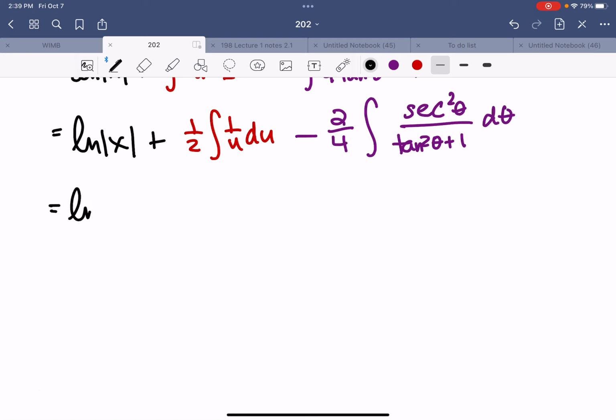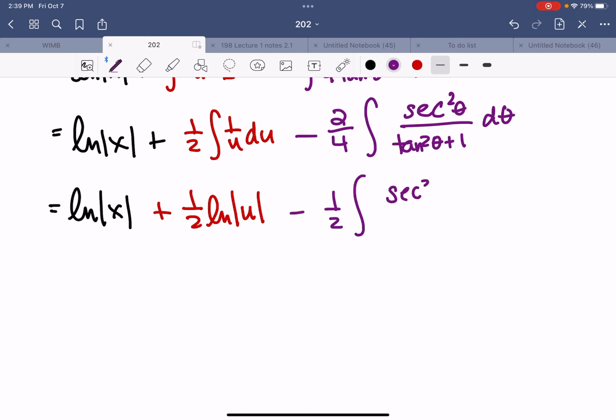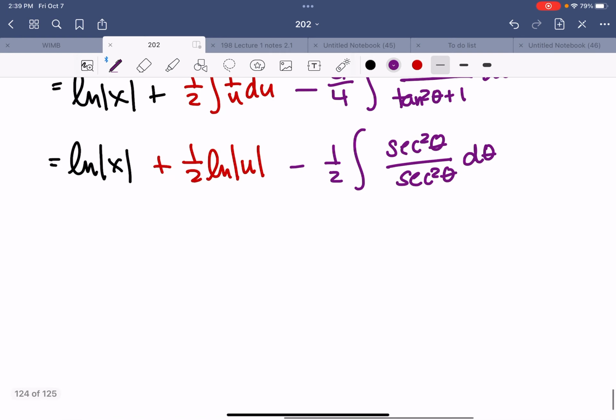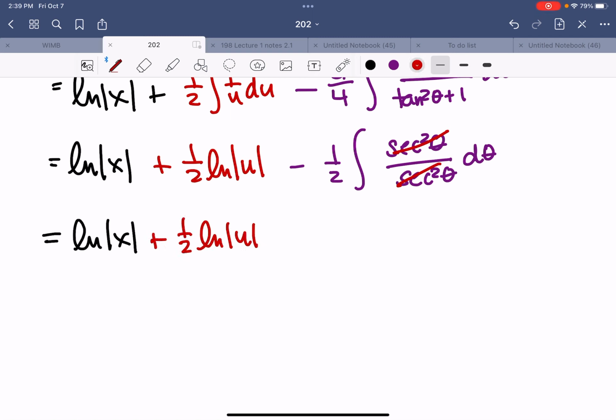And all right, we got the natural log, absolute value of x, plus 1/2 natural log of absolute value of u. And over here, I'm going to have negative 1/2 integral of secant squared theta over secant squared theta d theta. So that actually cancels out nicely for us. And that's going to give me the natural log of absolute value of x plus 1/2 the natural log of u minus 1/2, and this becomes the integral of 1 d theta, which is just theta, plus a constant.